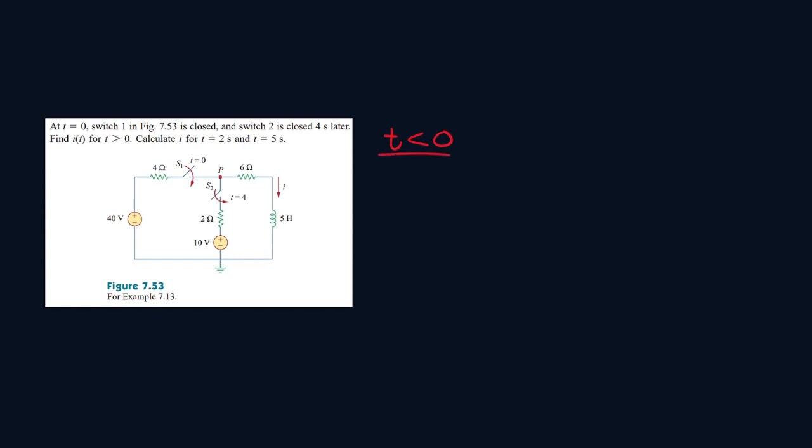When t is less than 0, the current is actually 0, because notice this switch is open, so the current passing through it is 0, and this switch is open, so the current passing through it here is 0. That means the current passing through here is also 0.